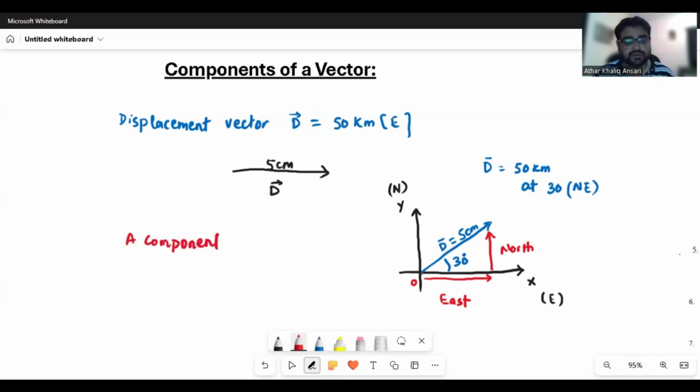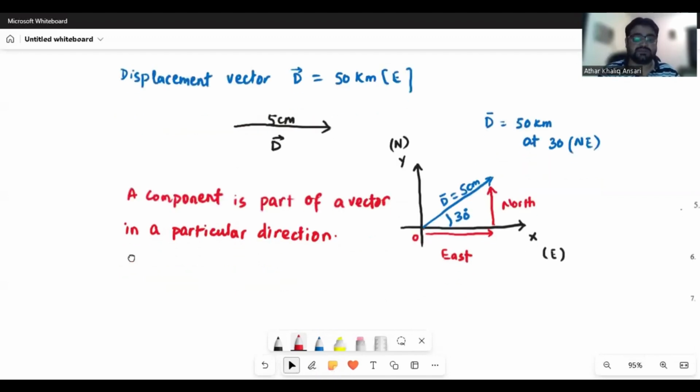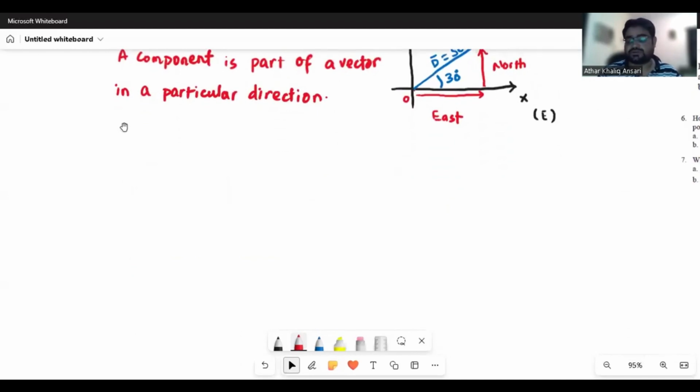A component is the part of a vector in a particular direction. When you talk about this particular direction, that direction may be toward east, toward north, toward positive x direction, toward negative x direction. Depending upon this, any vector can be described in components in this way.